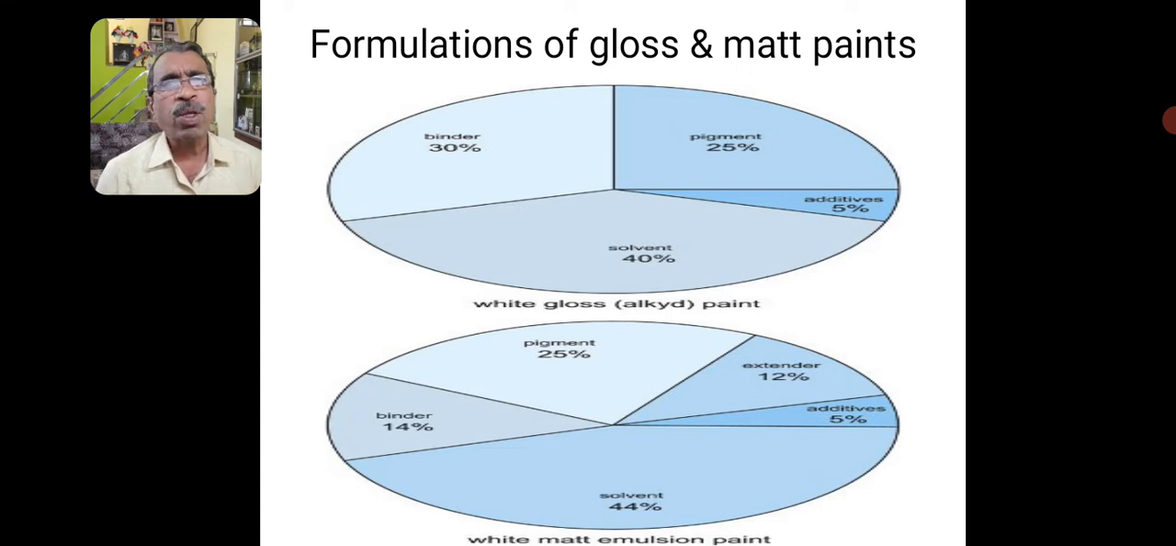This slide shows the formulations of gloss and matte paints. A white gloss or alkyd paint contains 30% binder, 25% pigment, 5% additives and 40% solvent. White matte emulsion paint contains 14% binder, 25% pigment, 12% extender, 5% additives and 44% solvent.